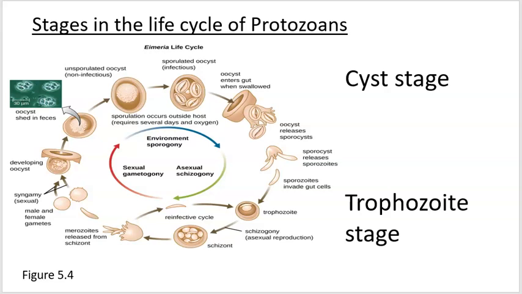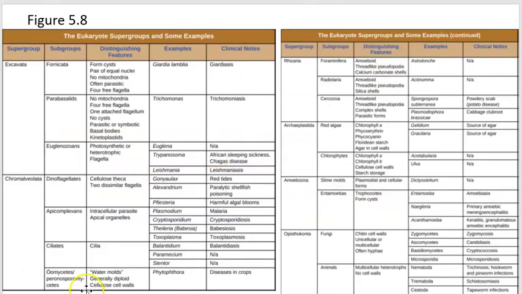And if you look in the textbook again, they have another one of those summarizing figures that goes through these distinguishing features with some examples, and then the clinical things, so the kinds of diseases that we can see with some of these different kinds of protozoan organisms that are out there.